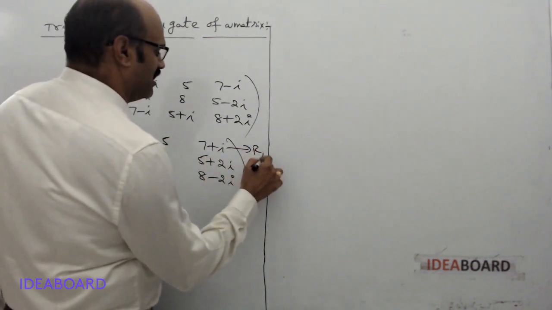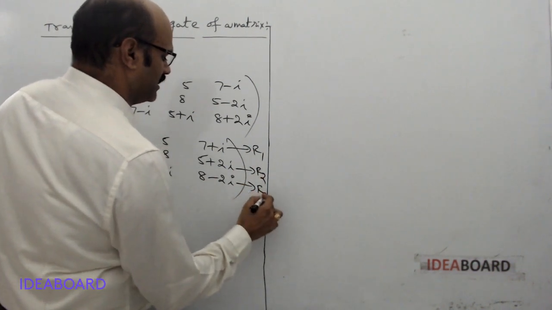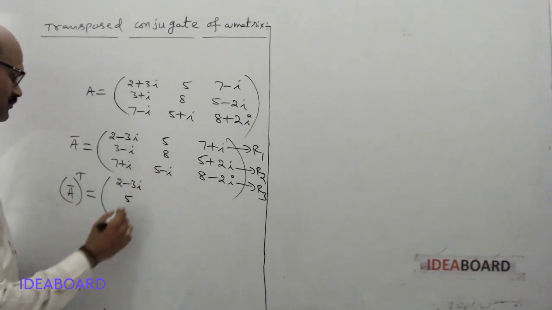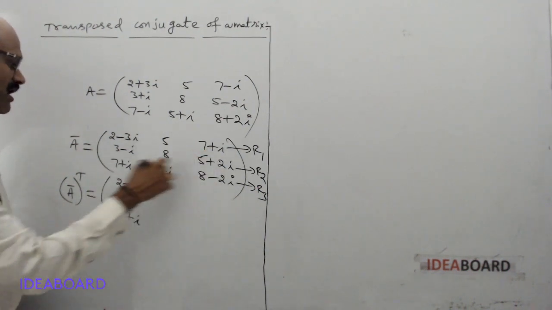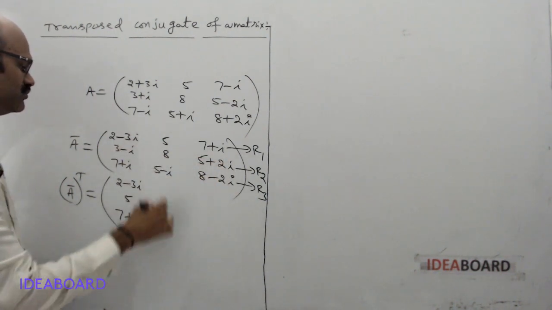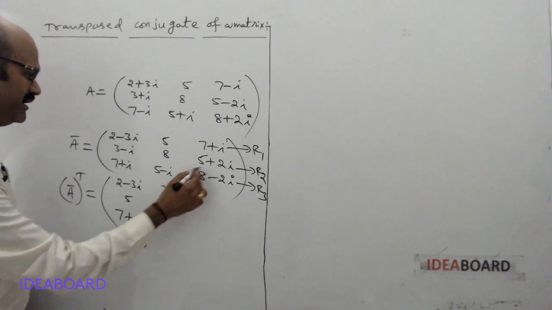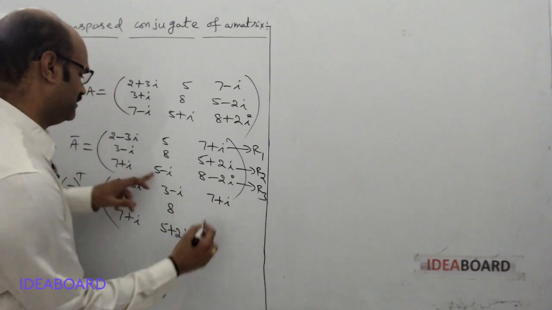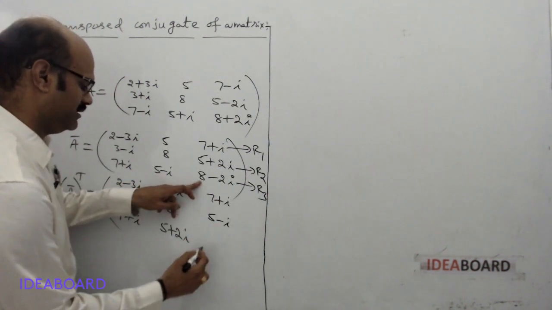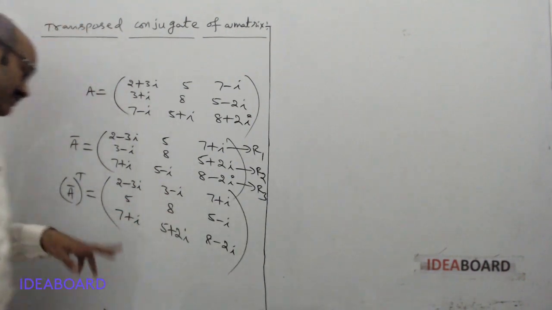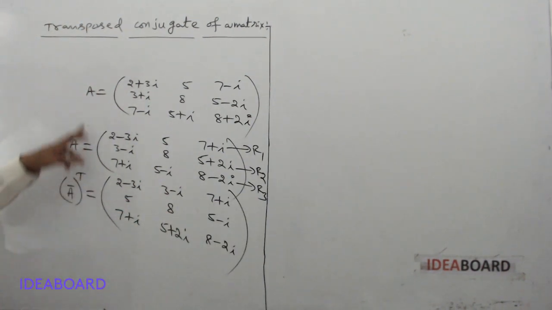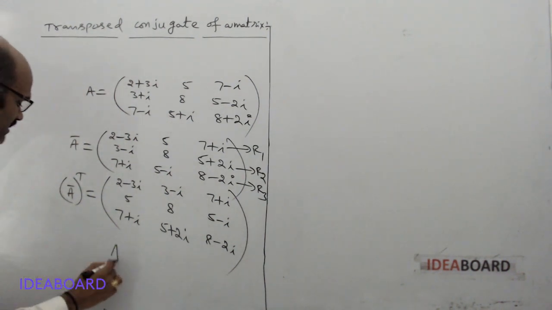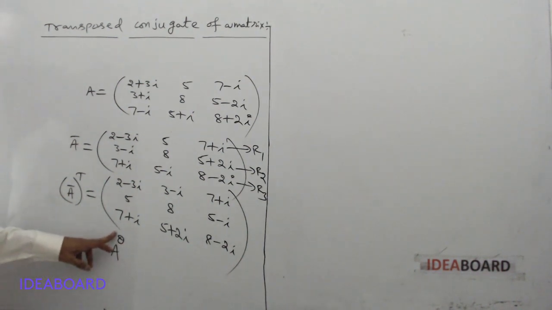Write R1 into C1; this is R1, R2, R3. So 2 minus 3i, 5, 7 plus i. R1 into C1. Next, we have to write R2 into C2: 3 minus i, 8, 5 plus 2i. Then 7 plus i, 5 minus i, 8 minus 2i. This is called the transpose conjugate of the given matrix A. The transpose conjugate of a matrix is always denoted by A power theta.